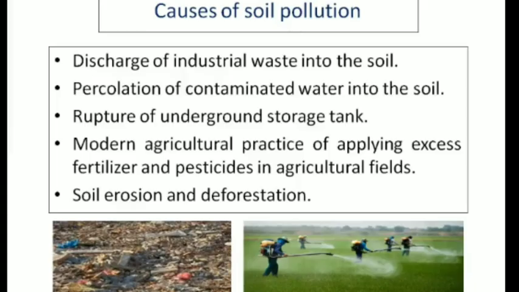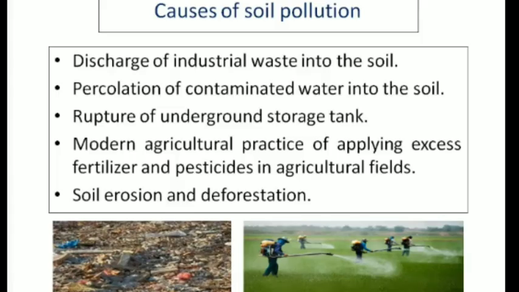So if you see, human activities have a significant influence on soil pollution. This industrial waste comes from different industries like textile industry, paper and pulp industry, and pesticide industries. These industries sometimes directly discharge the wastewater into soil. So this will lead to soil pollution.